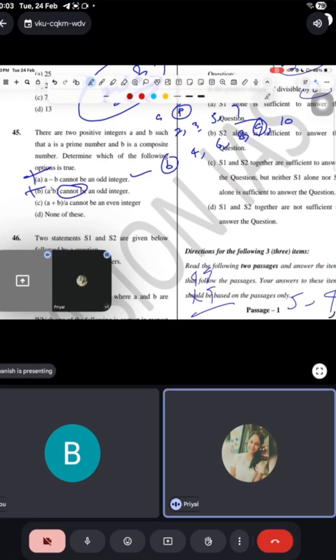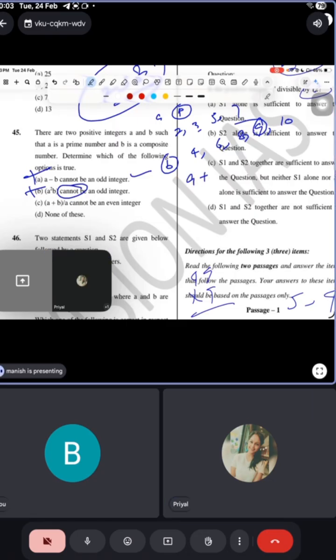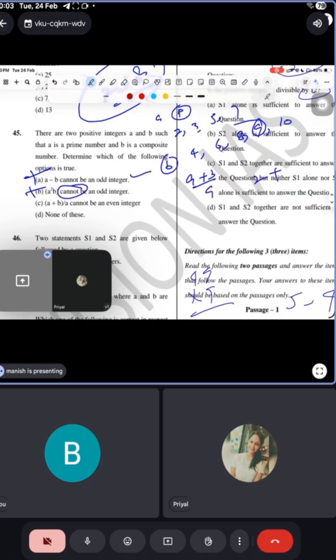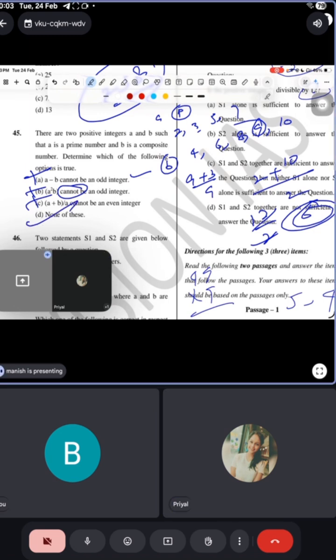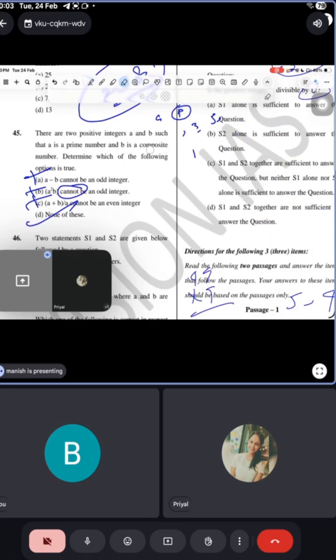Next: a plus b divided by a cannot be an even integer. Why cannot be? It can be. For example, I'm taking a as 2 and b as, let's say, 10. Then 12 divided by 2, 6 I got. This is even. So it can also be. This means none of these are correct. So guys, these questions are demanding basic understanding. First, you understand that there is the word can. Can means only one possibility we need to prove here.